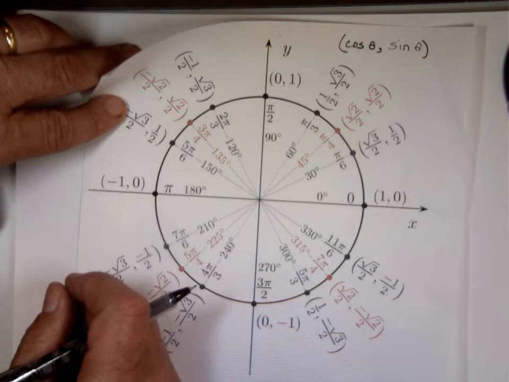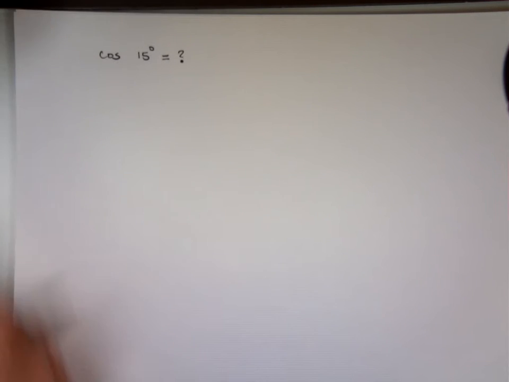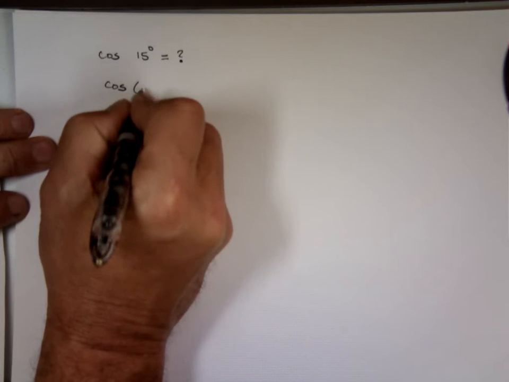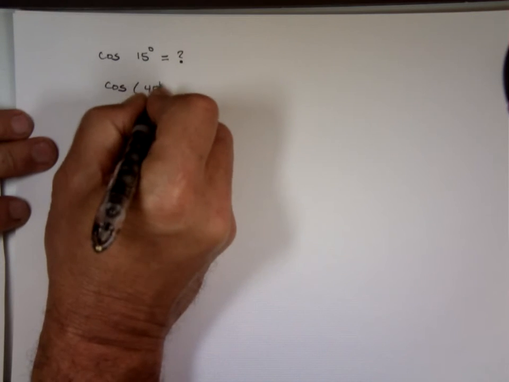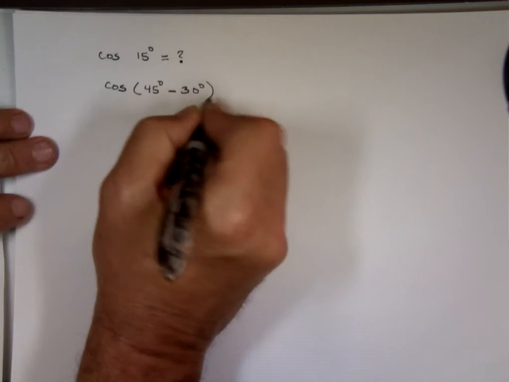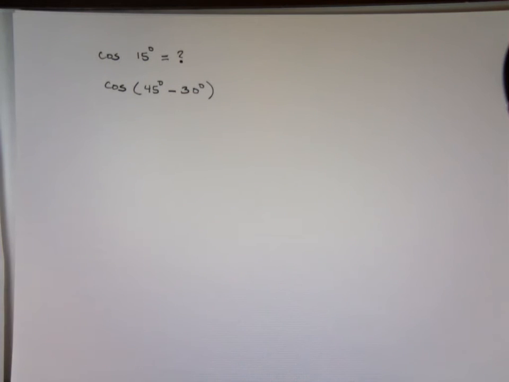But this way I can do. I can take the 15 degrees and write that. Isn't that 45 degrees minus 30 degrees? Isn't that 15 degrees? I could have used 60 minus 45. Right? Or 45 minus 30.